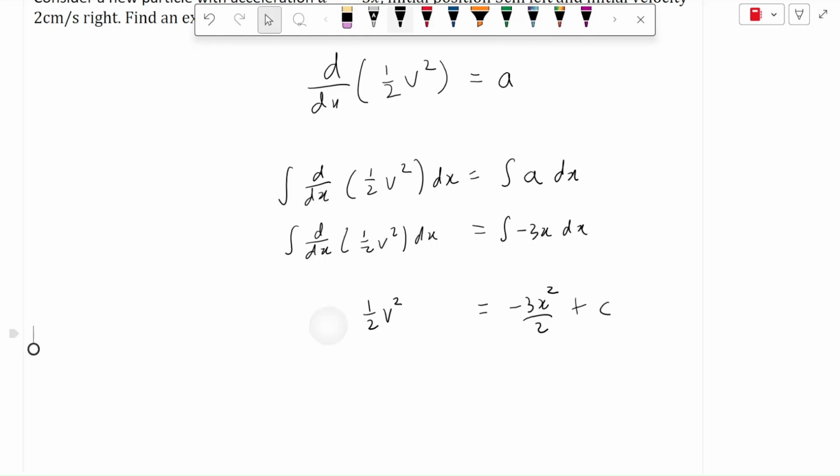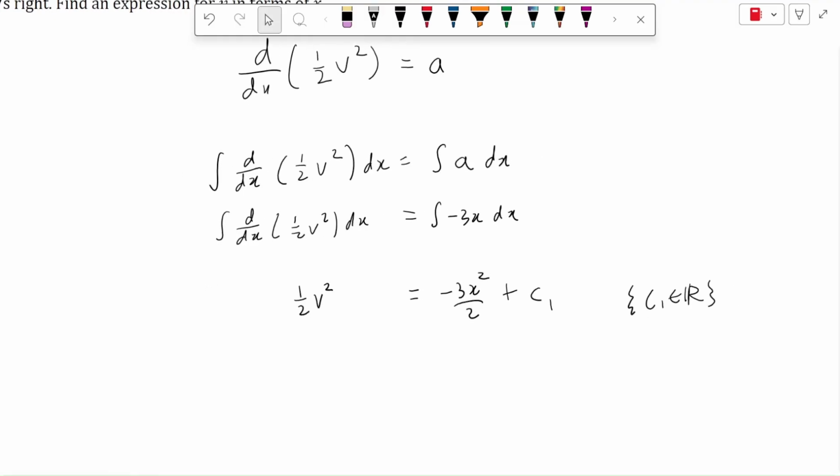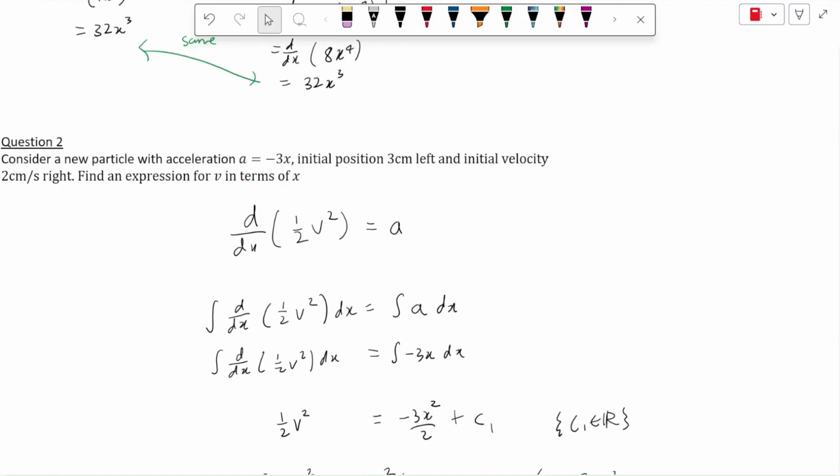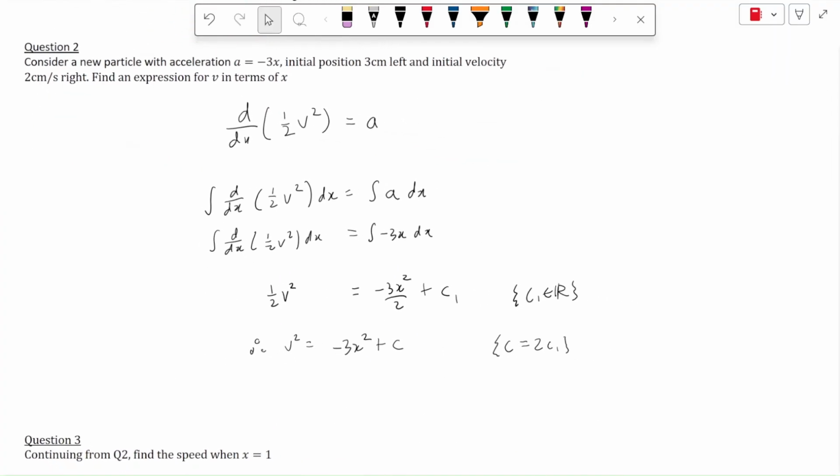Now, I might group these all into one constant, just because we don't need two, because you could just move one over to the other side. Therefore, v squared would be, and we can just double everything, so minus 3x squared plus c. C is a different constant. It is 2 lots of c1. And then we can use our initial conditions.